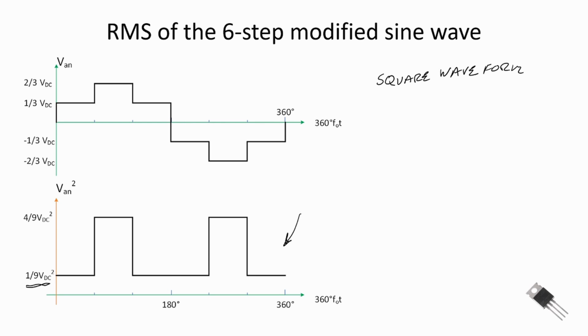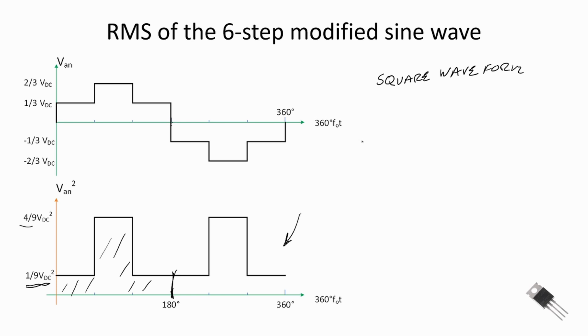And then when we square 2/3, we're going to get 4/9. And when it is going through the inverting or negative cycle, when we square that, we're also going to get a positive wave. So the first part is squaring. The second part is taking the mean or the average. And because our waveform is symmetrical, I really only need to take the average over 180 degrees. So I'm going to take the average of just half of this waveform.